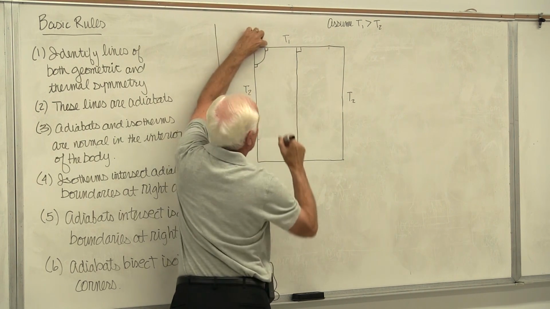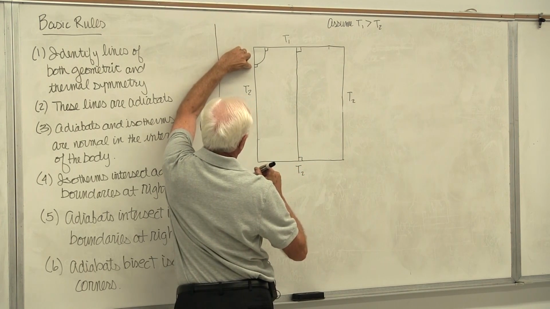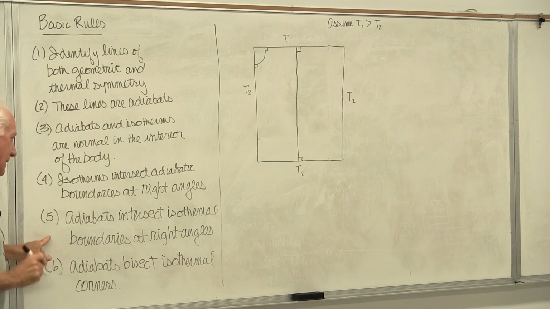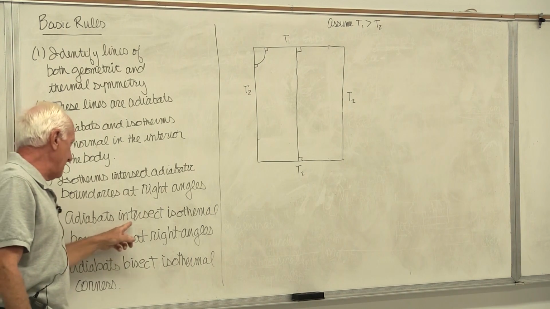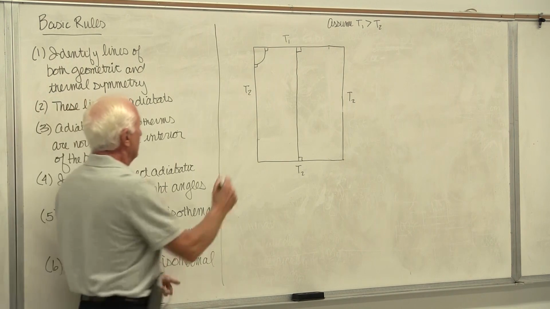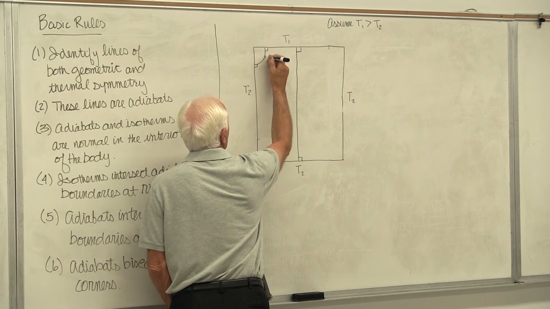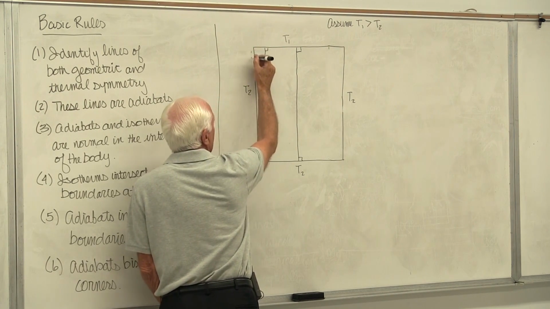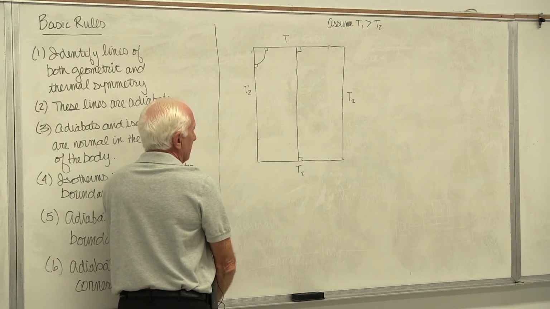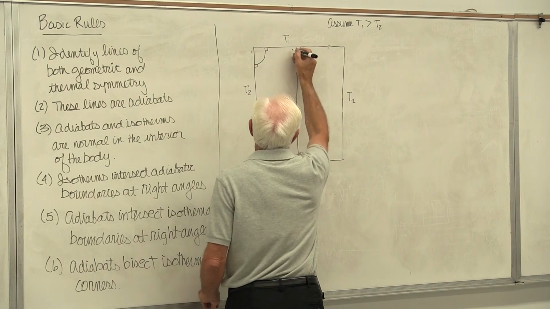Heat flows from the hot surface, 100, to the cold surface at 0. You've got to follow Rule 5. If an adiabat intersects an isothermal boundary, it does so at right angles. This is an adiabat, a heat flow line. When it comes into an isothermal boundary, it comes in at a right angle. Now, go ahead and fill the rest in.